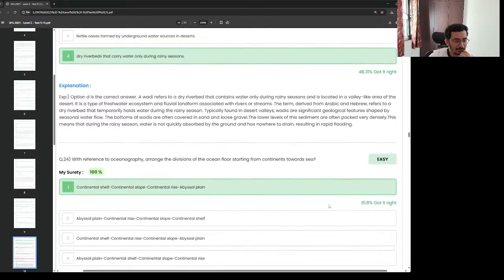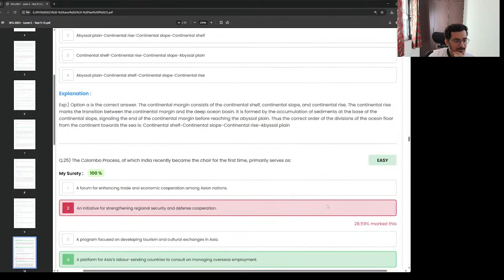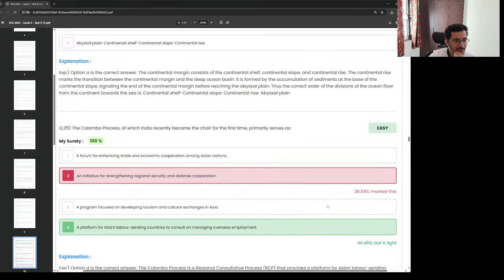Then the next, arrange the ocean features. First there is continental shelf, then there is continental slope, then there is continental rise, and then there is abyssal plain. Right? Then the Colombo process.